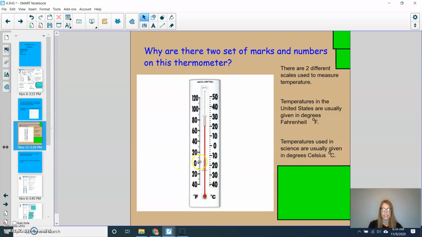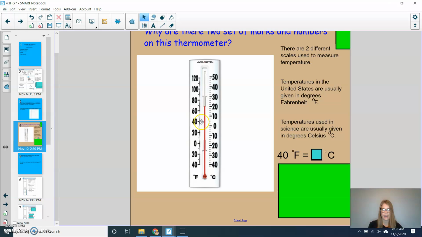I can see my degrees Fahrenheit if I count the little slashes in between my numbers. I can see that I am counting by twos. And same thing with my degrees Celsius. It looks like I'm counting by twos. And here, I'm going from 40 to 60, so that hash in between would be 50.